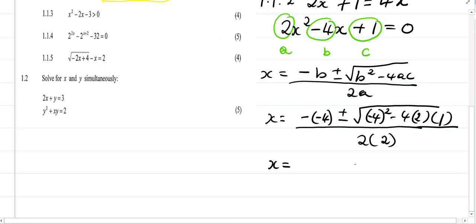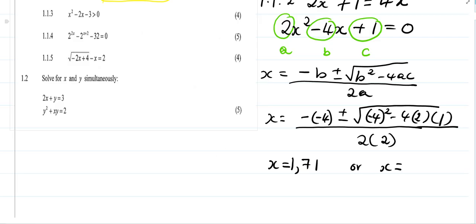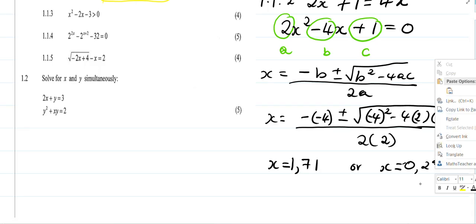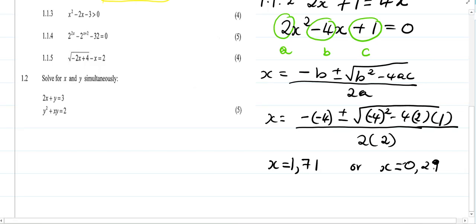And then I go to my calculator, I press my calculator. When I press my calculator, this is what I get: 1,71 and 0,29. These are our answers for 1.1.2. Now let us continue with our question. I move on now to question 1.1.3.